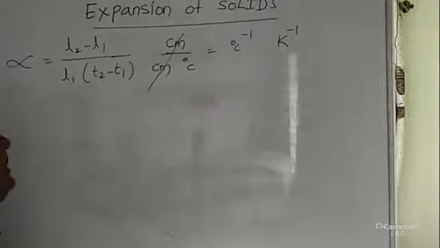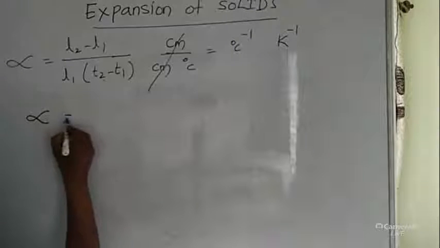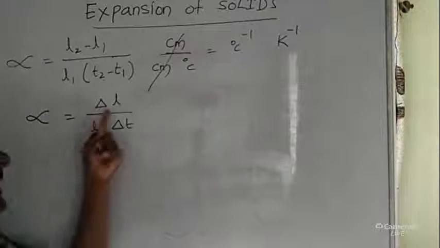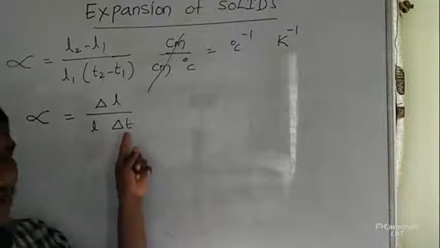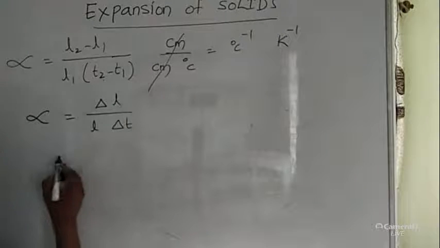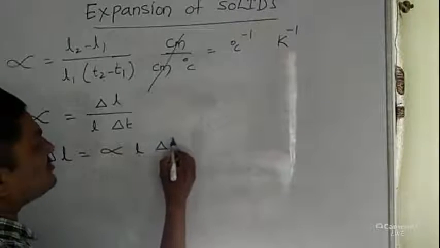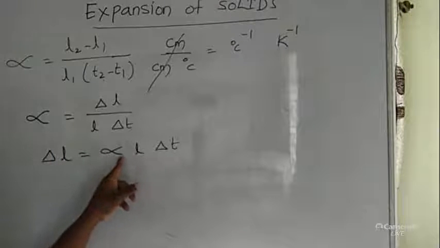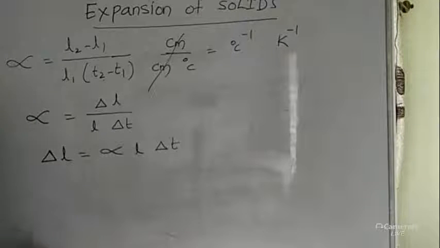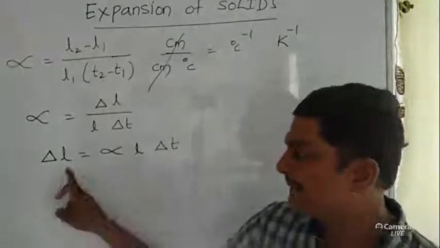In numerical problems, alpha can also be written as delta L divided by L times delta T. Here delta L is the change in length and delta T is the change in temperature. From this expression, the linear expansion can be written as delta L equals alpha times L times delta T. Here delta L is called the linear expansion, or linear change in length, of the rod.